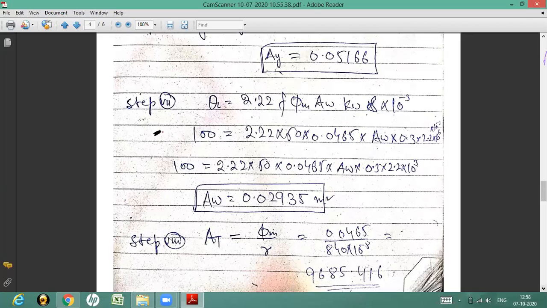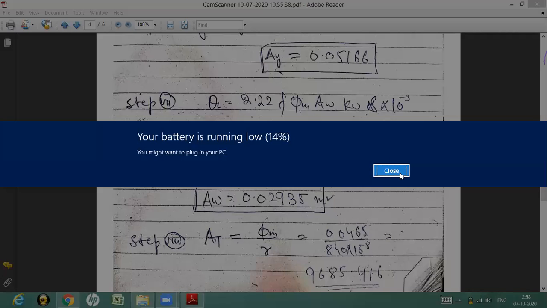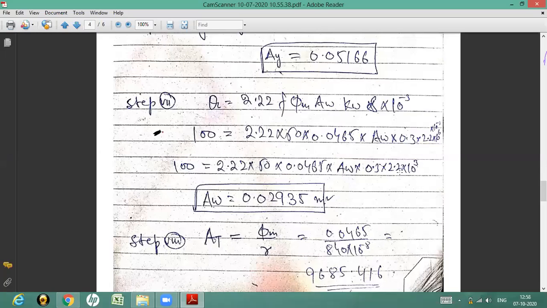Clear? Yes sir. So after the value of 80, you have to calculate the value of AW, that is the window area, and you can use the window area from the equation Q is equal to 2.22 into F into phi m into AW into KW into current density 10 raised to power minus 3. So we have 100, 2.22 into 50 into phi m, 0.0465 into AW, we have calculated KW, that is window space factor 0.3, into 10 raised to minus 3. Yeah, Vinayak, tell me. There is a slight change in the value. I have got 966.66. No issue at all, it will do.